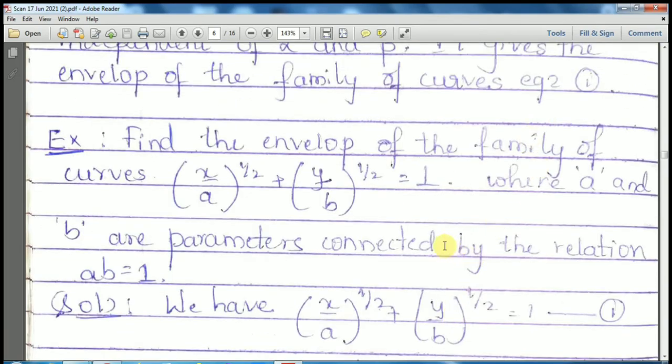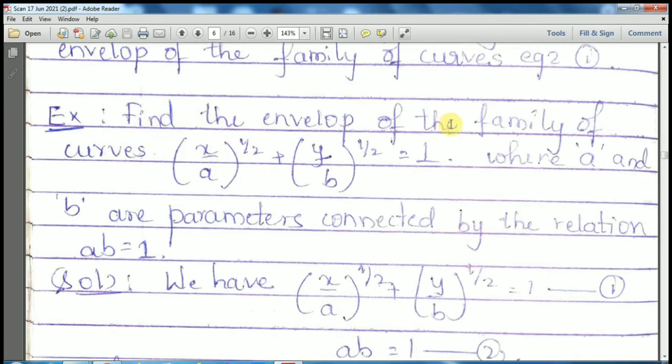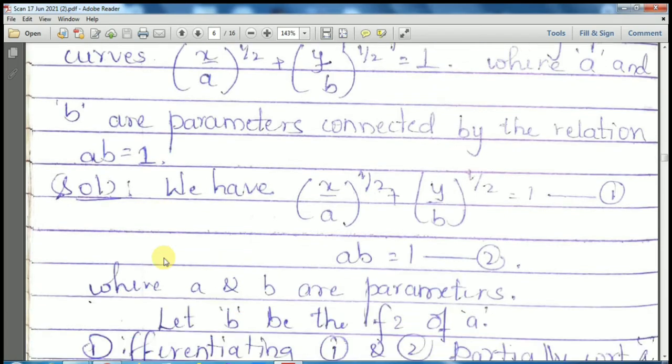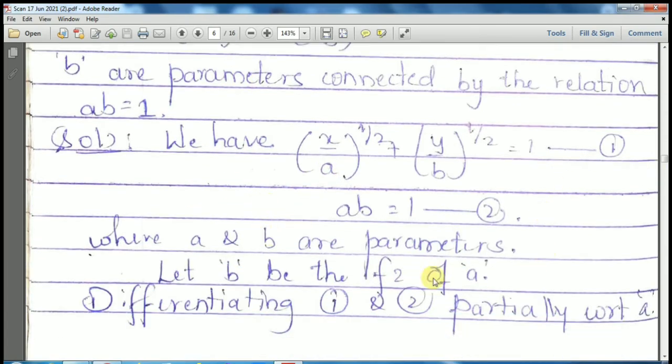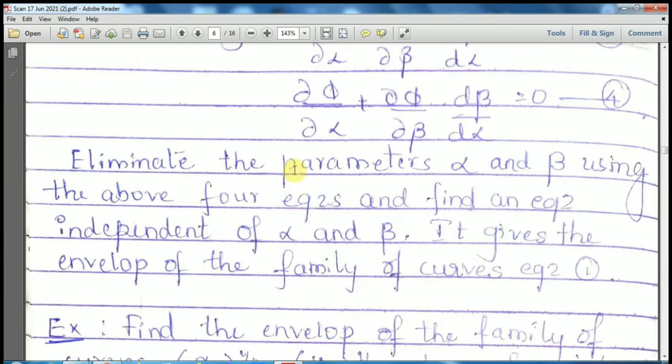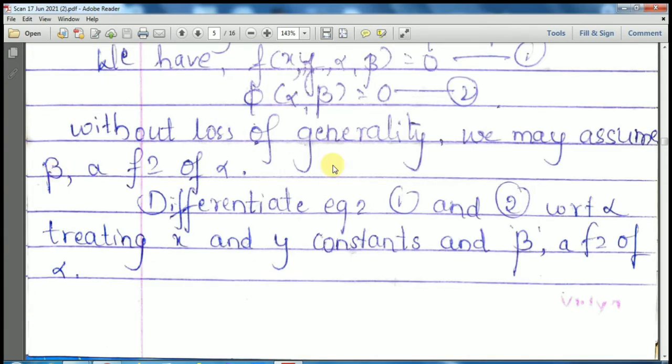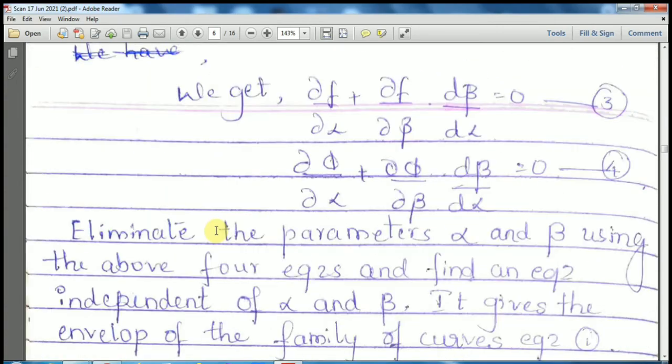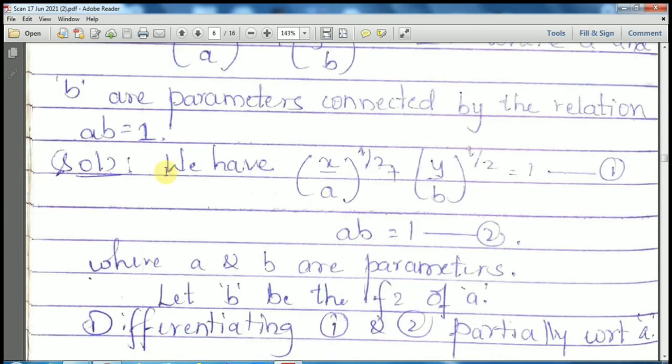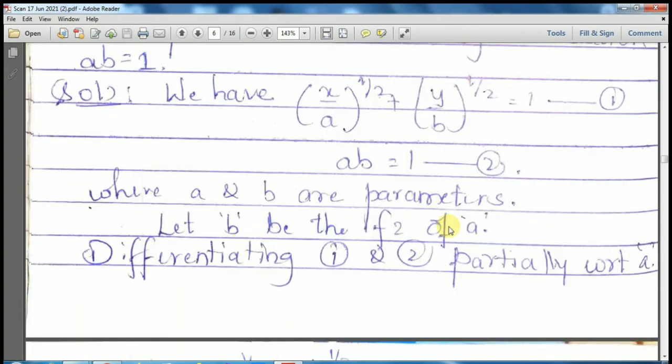Let us solve one problem, a very important one. Find the envelope of the family of curves (x by a) whole raised to 1 by 2 plus (y by b) whole raised to 1 by 2 equal to 1. Here a and b are the parameters, and a and b are connected by the relation ab equal to 1. So let us go for the solution. Here a, b are the parameters, and we'll assume b is a function of a, like this. Here we took beta as a function of alpha, right? Like that only. Here a and b are given, so that's why we are taking b as a function of a.